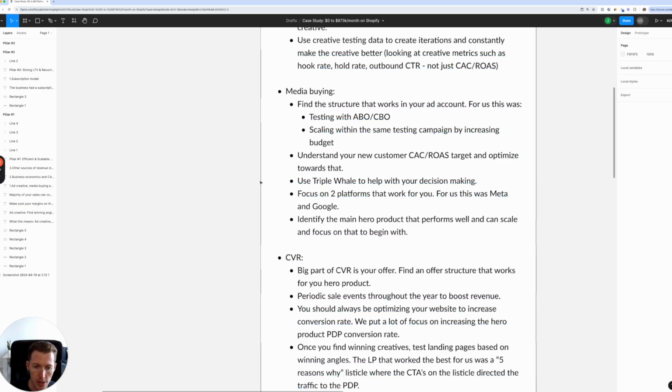Then you want to use Triple L to help with your decision making. You want to focus on 2 platforms that work for you. For us, this was Meta and Google. Focus is key. You don't want to be having tons of different platforms. There's enough scale on Meta and Google.